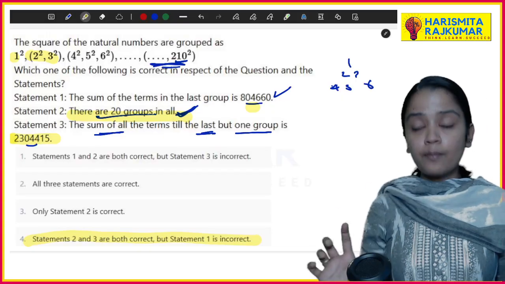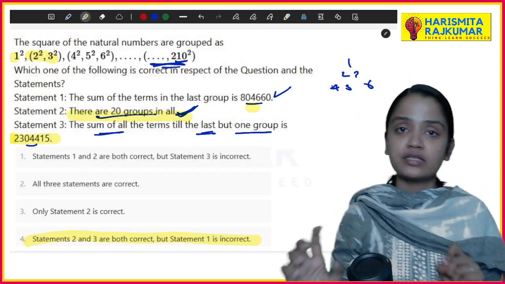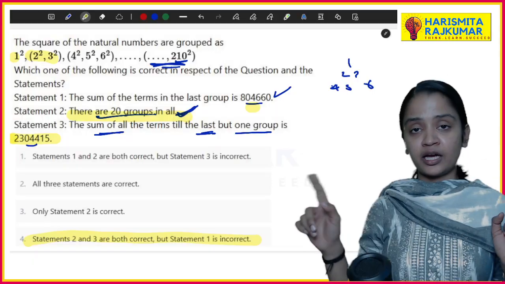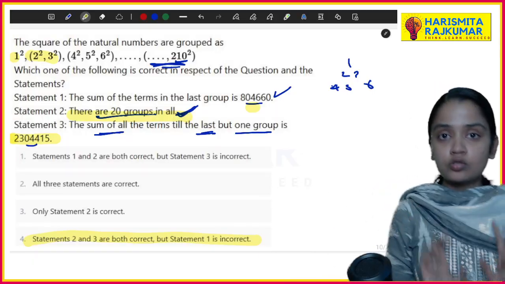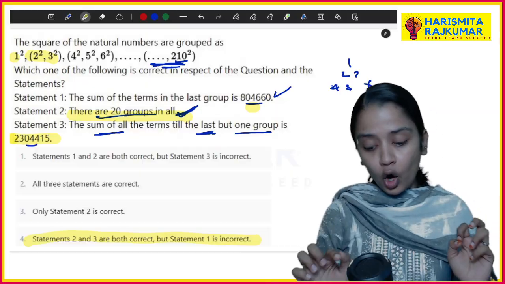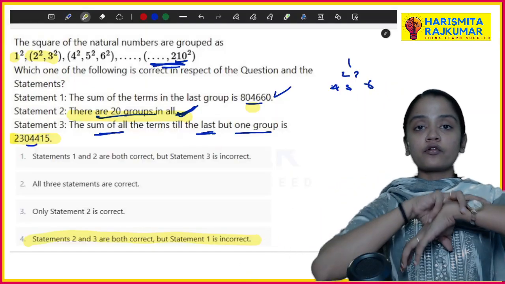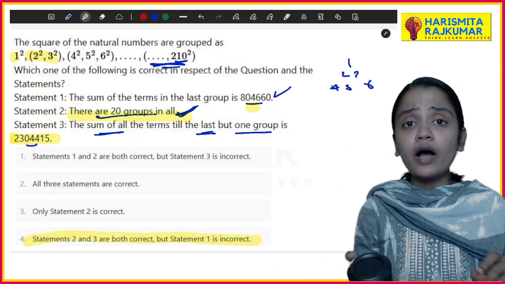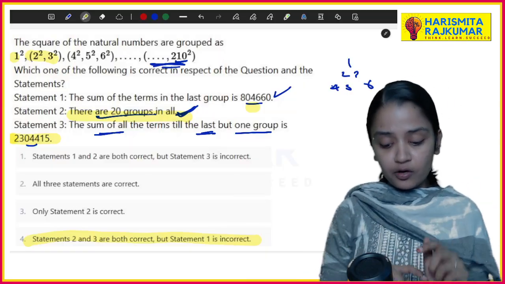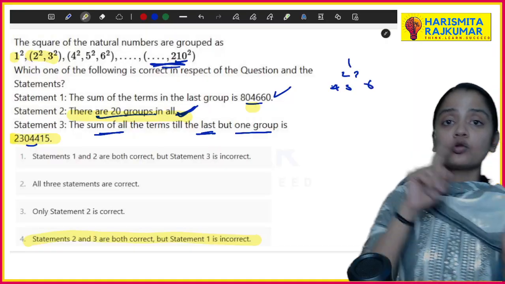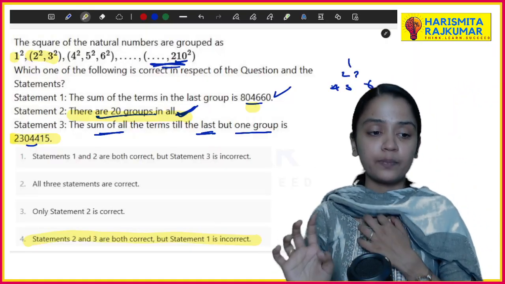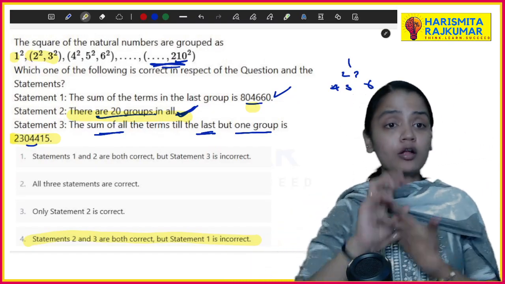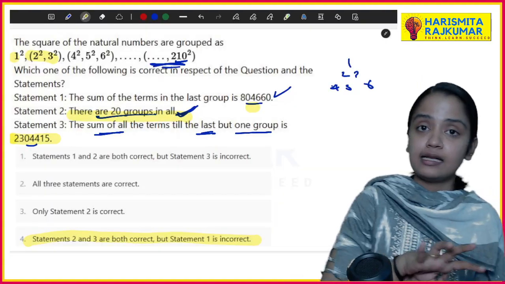The sum of those terms you have to find using the formula for 1 square plus 2 square up to n square, n into n plus 1 into 2n plus 1 by 6. Then the sum of all terms till the last group: you have to find the whole terms from 1 to 210 and then subtract. Till the last term means you can take from 1 to 190 square. That you will get as statement 3. I hope you understood this question, because this session was really long, but this question was worth it and they'll definitely ask it. Thank you.